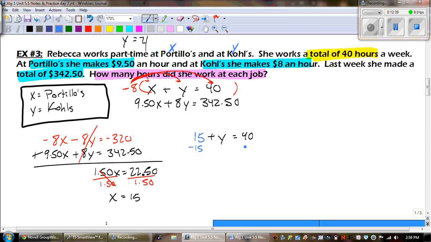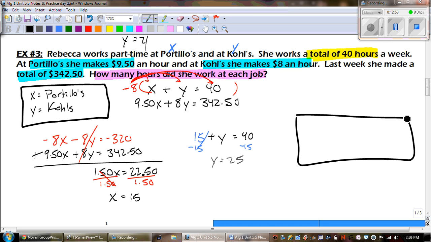To find out what y is, we would just subtract 15. And then we get that y equals 25. So my final answer over here would be Rebecca worked 15 hours at Portillo's and 25 hours at Kohl's.